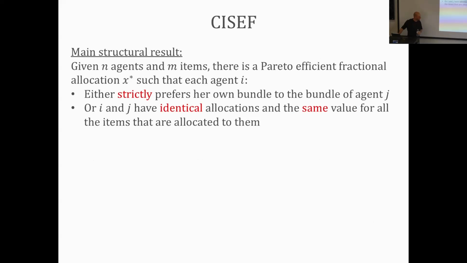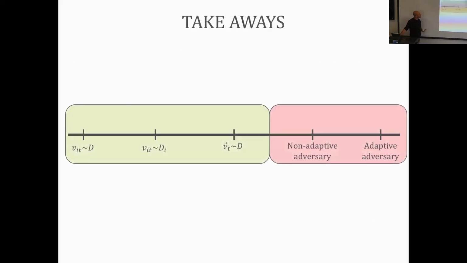Okay. Good. So the takeaway is in the stochastic world, as long as there's independence across time, I can do good things. In the non-stochastic world, I cannot do good things. So what are the natural future directions?